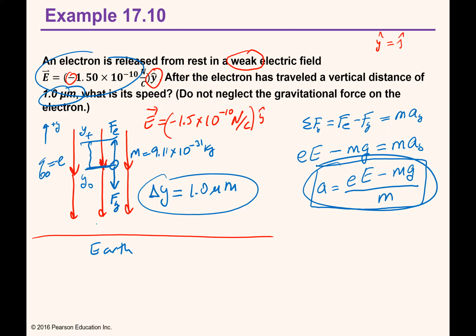All right, so we're not given any information about time. That means the one equation that we can use is the time-independent kinematic equation, which is: V final squared equals V initial squared plus 2 times acceleration times displacement. This is the kinematic equation.